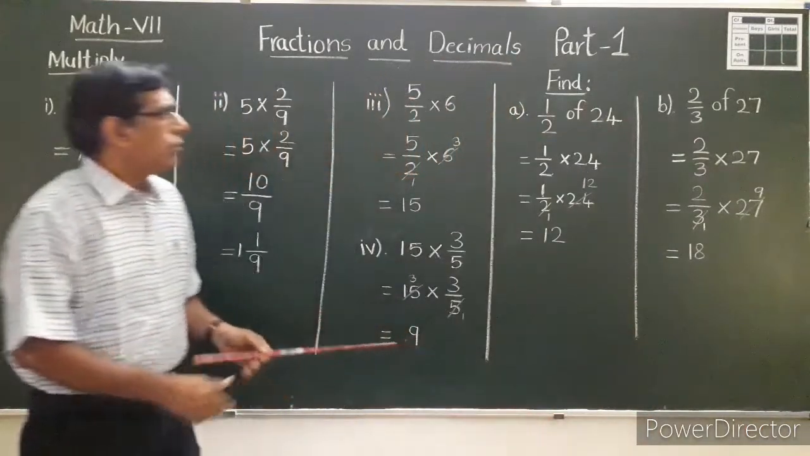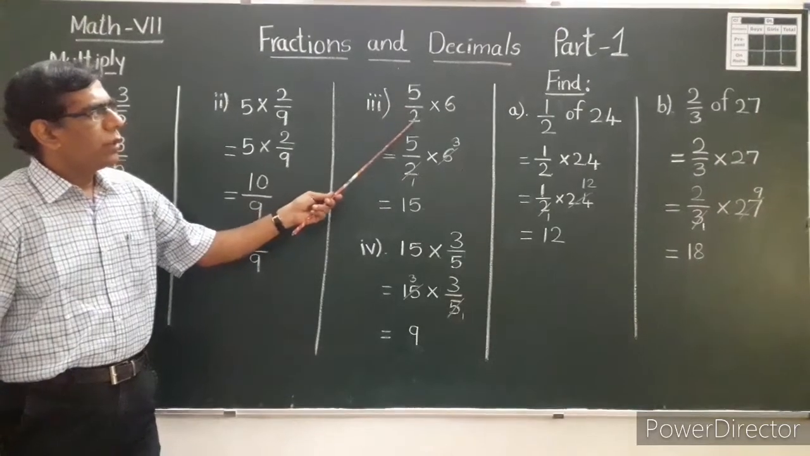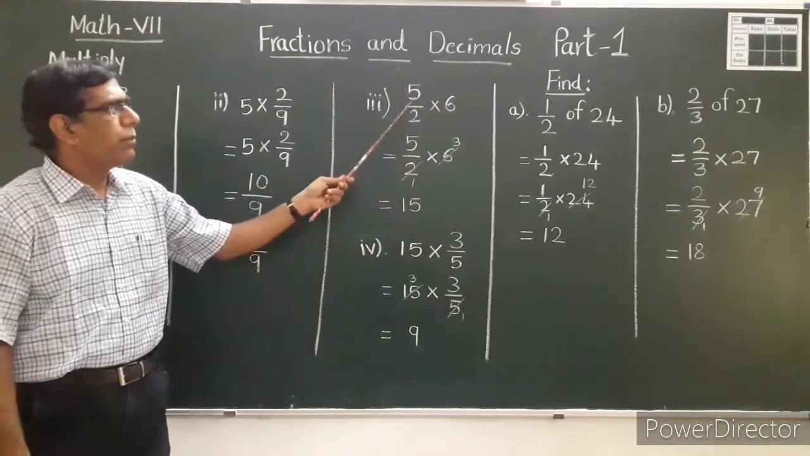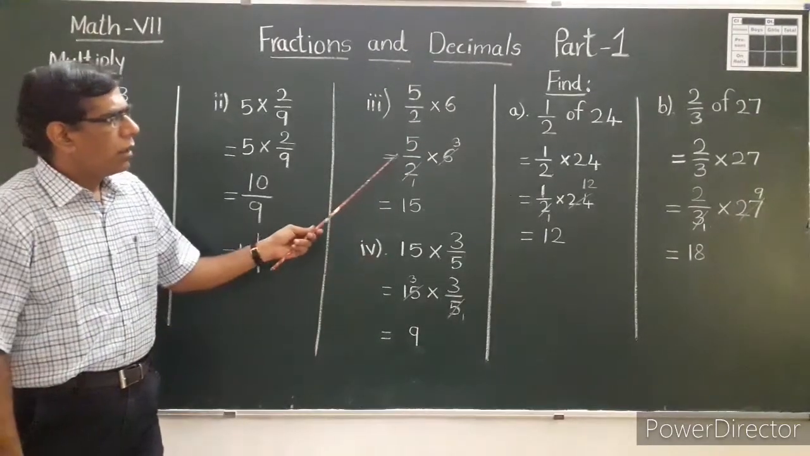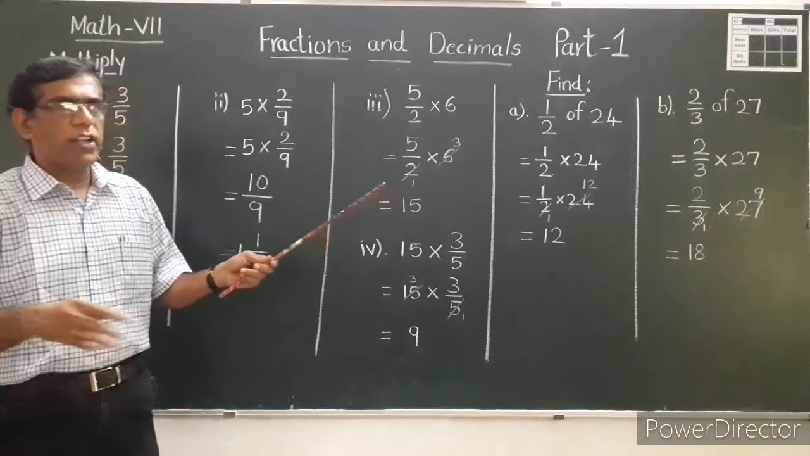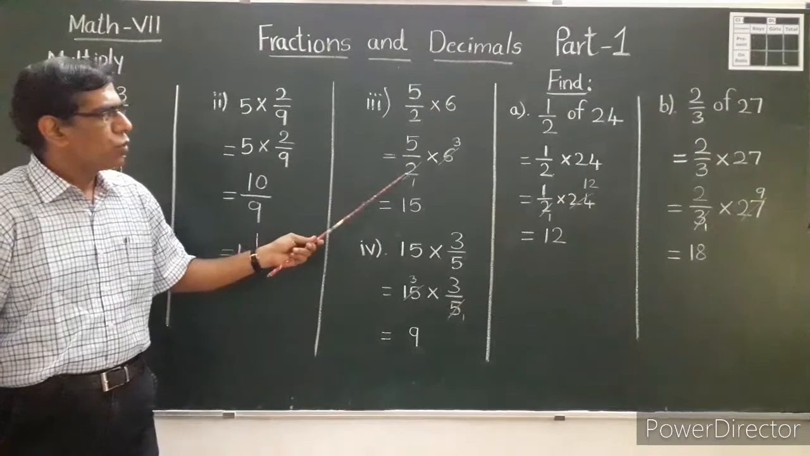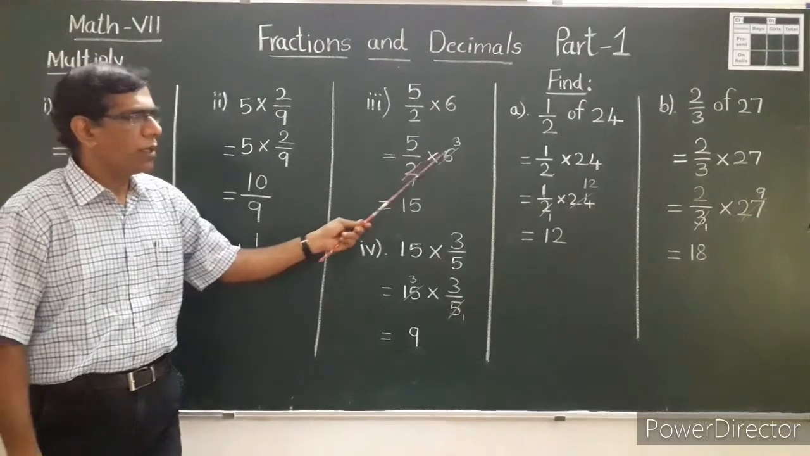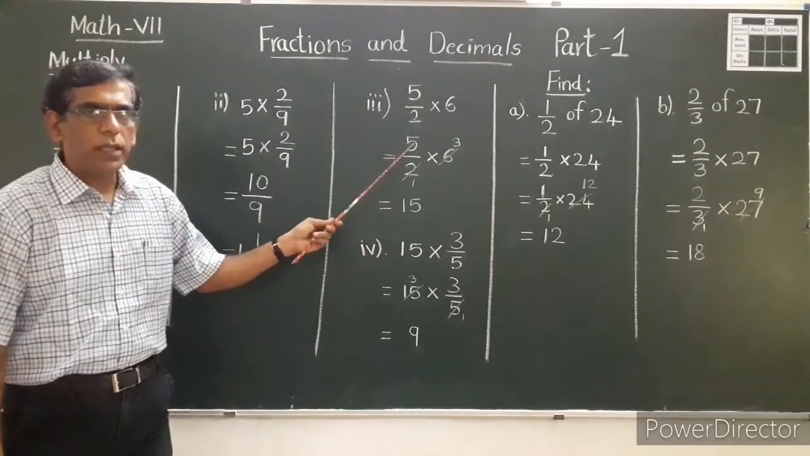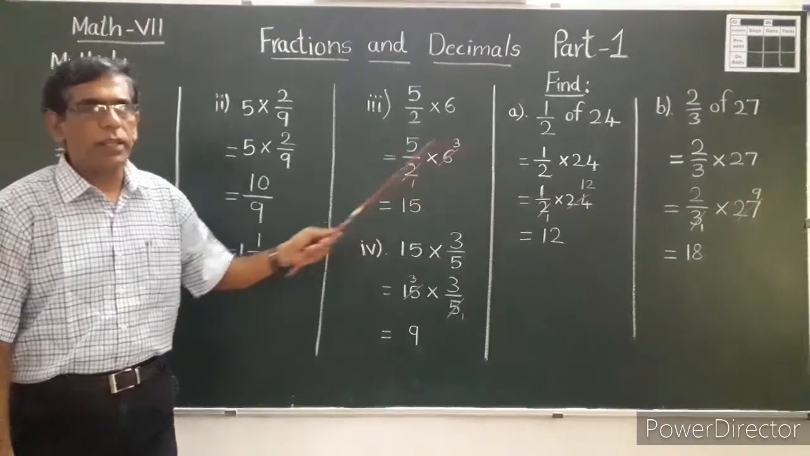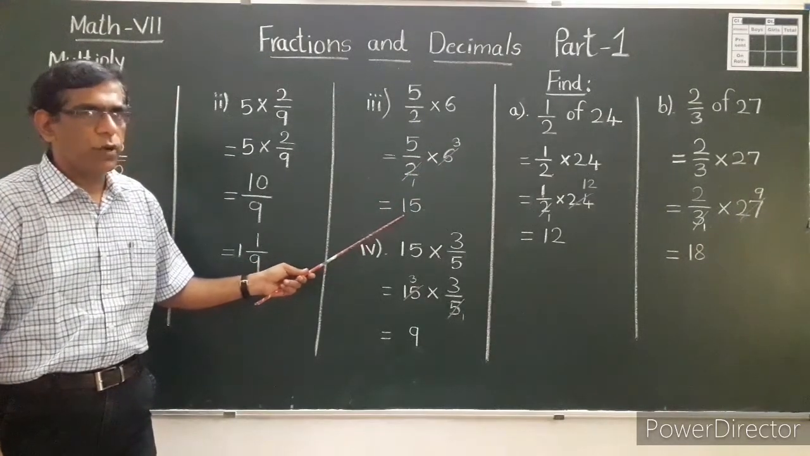Now children, move to one more problem. 5 by 2 into 6. First I will reduce, I will cancel it. 6 and 6 cancel from 2. So 2 ones are 2, 2 threes are 6. It cancels. Now I will multiply 5 and 3. The product is 15.